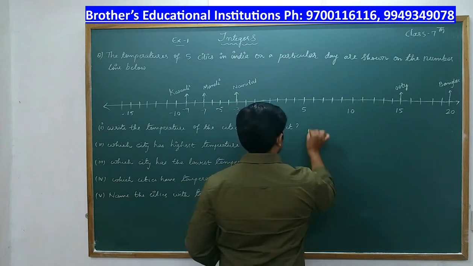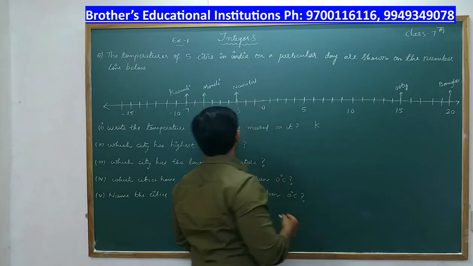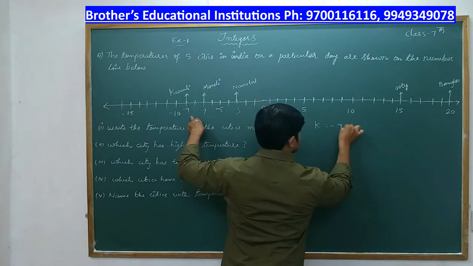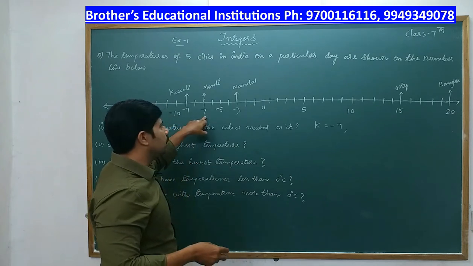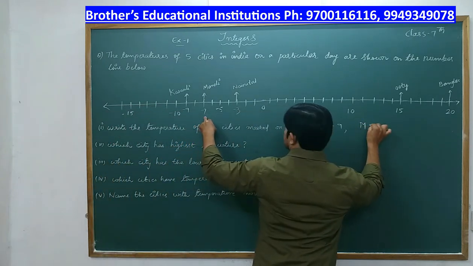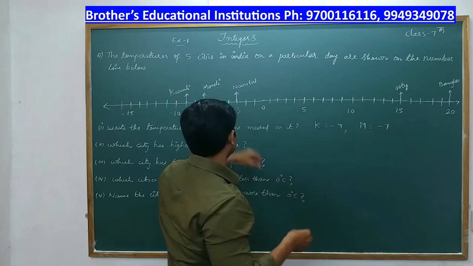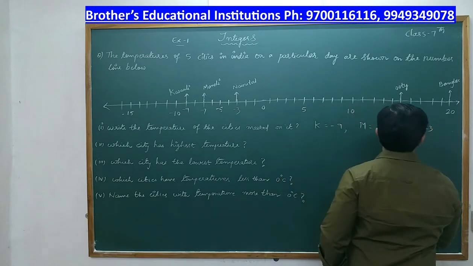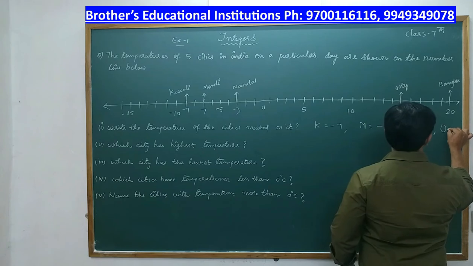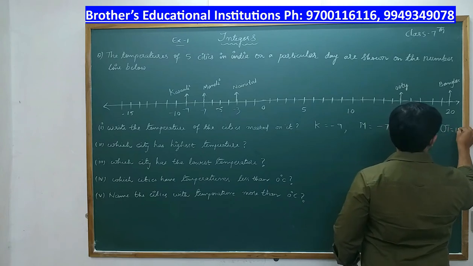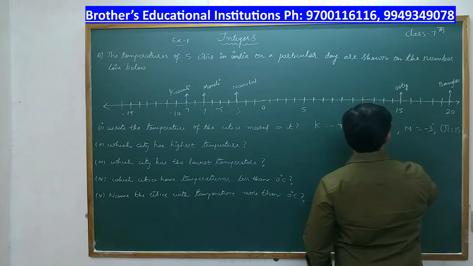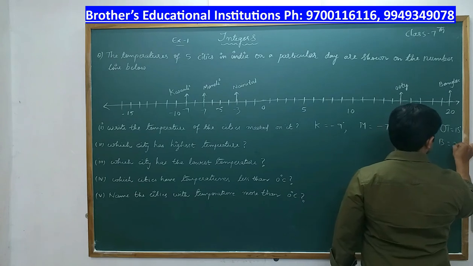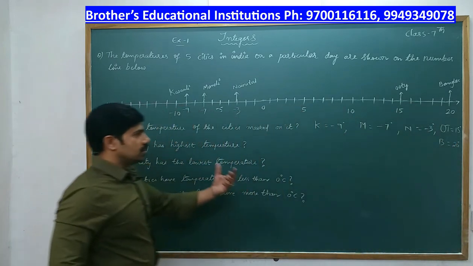Now Kasauli. Just I use a letter K, that represents Kasauli. The temperature of Kasauli is minus 9. Then the temperature in Manali is minus 7. Then the temperature of Nainital is minus 3. Then Ooty is 15 degrees. Okay, this is 7 degrees, 9 degrees like that, and this is 15 degrees. Then we have Bangalore. Bangalore is 20 degrees Celsius, right? So these are the temperatures.